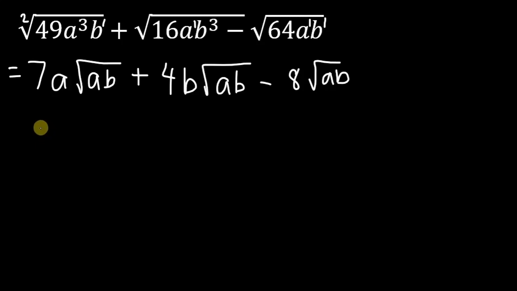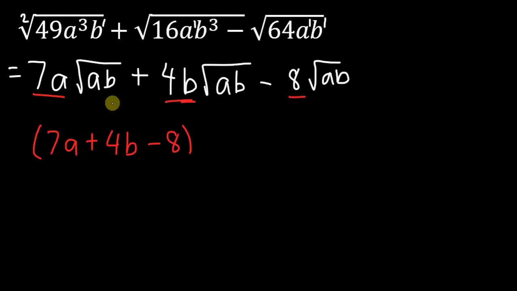So, that is 7a plus 4b minus 8. So, kinuha ko lang ito dito sa labas. And then, pare-pareho na sila ng radicand. So, that is square root of AB.